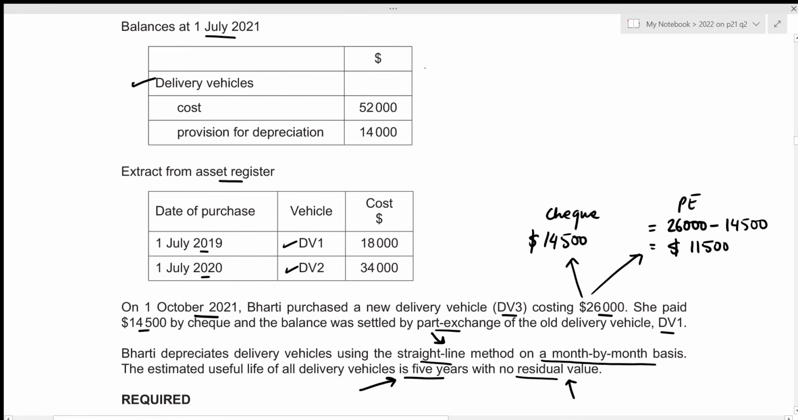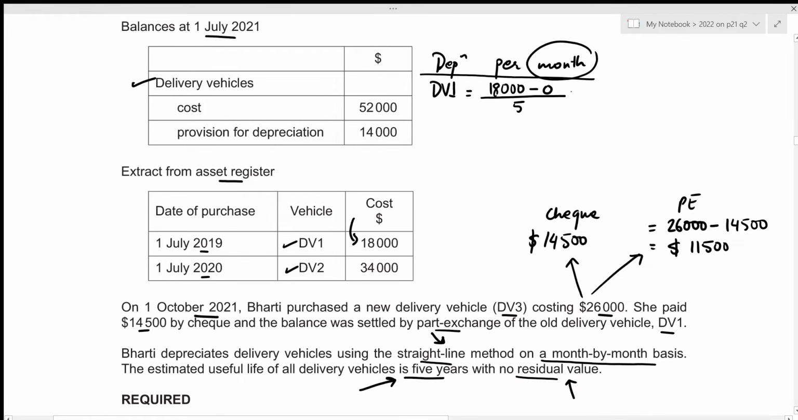Okay, let's start with our delivery vehicle 1. So depreciation per month. For delivery vehicle 1, we're given the cost to be 18,000, and we're told that there is no residual value, so we subtract 0, and then we divide it by our estimated useful life, which in this case is 5 years. Now remember that this will give our depreciation charge per year, but we're trying to figure out the depreciation charge per month. So if we just divide the depreciation charge per year equally among the 12 months, we will be getting our depreciation charge per month, right? So I'm just going to divide it again by 12. And this gives the depreciation per month for delivery vehicle 1 to have the value of 300.